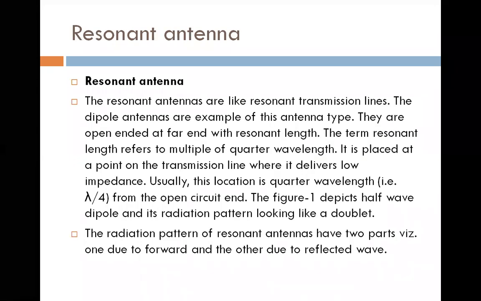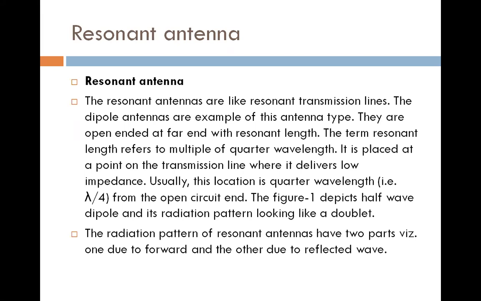So first of all, we discuss what is the resonant antenna. A resonant antenna is like a resonant transmission line. The dipole antenna is an example of this antenna type. They are open-ended at the far end with resonant length. The term resonant length refers to a multiple of quarter wavelength. It is placed at a point on the transmission line where it delivers low impedance. Usually this location is a quarter wavelength, meaning lambda by 4, from the open circuit end.